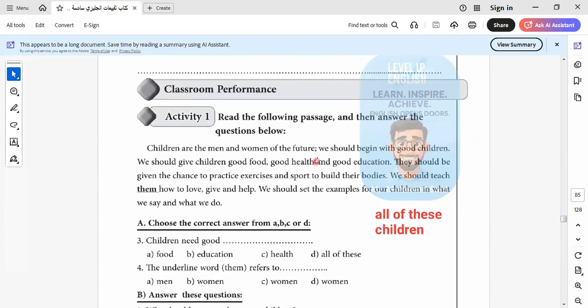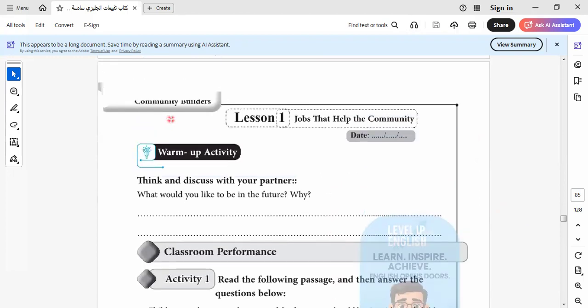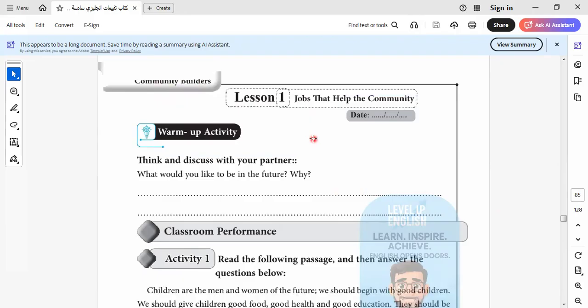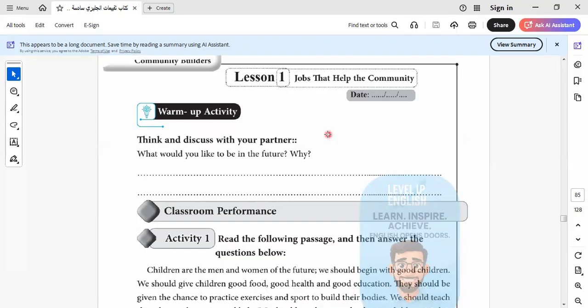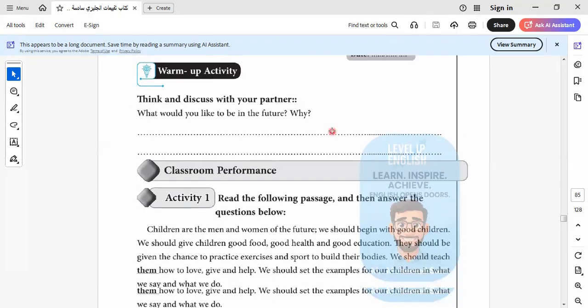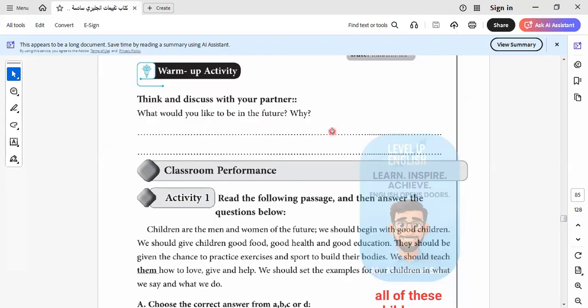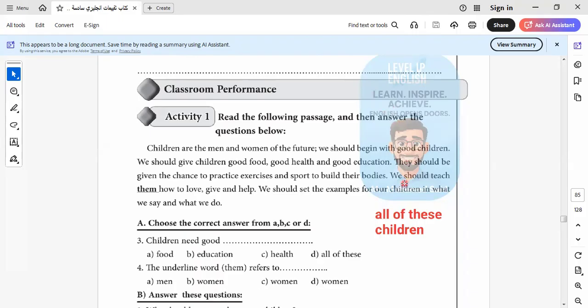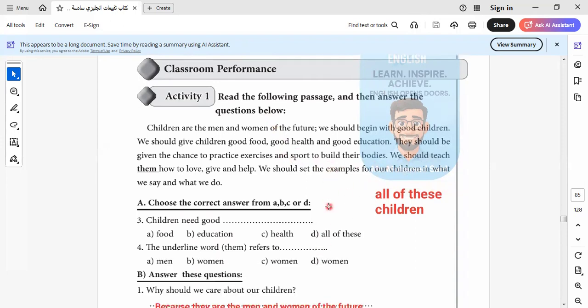Here we have this unit talking about community builders, and as we know, during this unit we learn how to volunteer in our community and how to help our community, and we know the ways that we used to volunteer. Let's read the text and answer the questions related to this unit. We have a text and questions below the text.